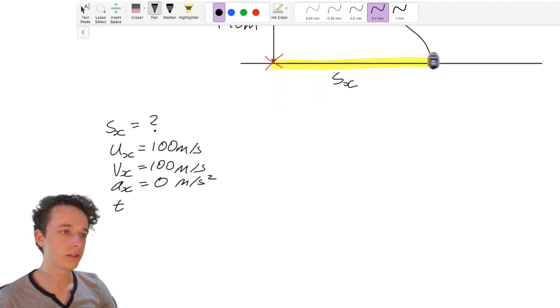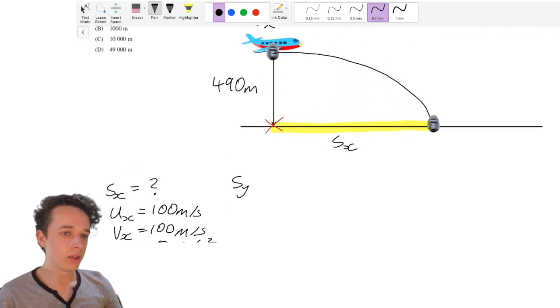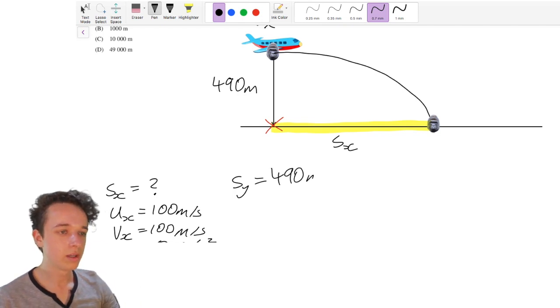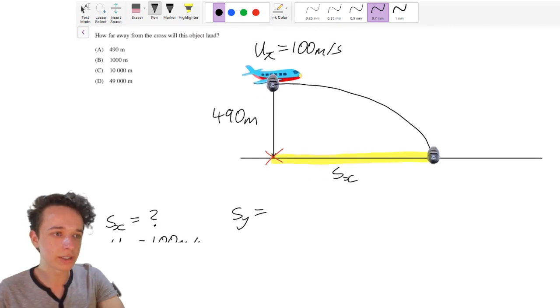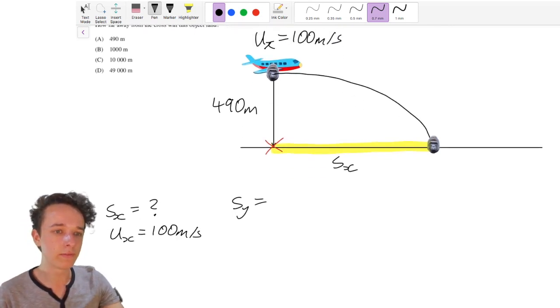So let's look at the y component. What do we know about the y component? Sy is equal to, now you might be tempted to write 490 here. That's not quite correct, because Sy is the displacement of the final position from the initial position.